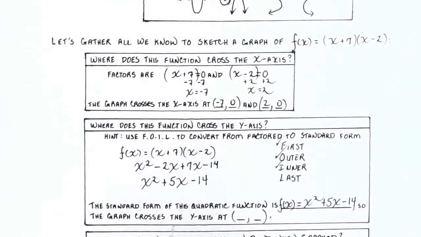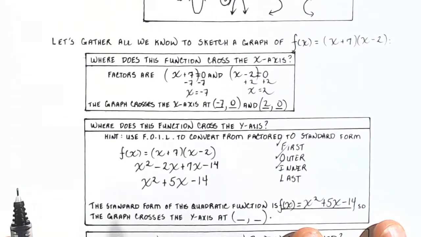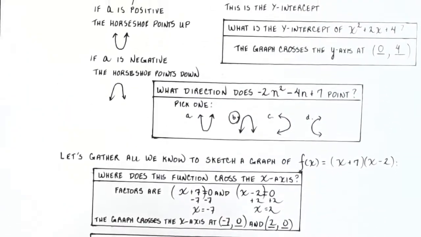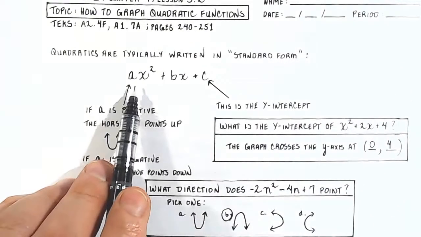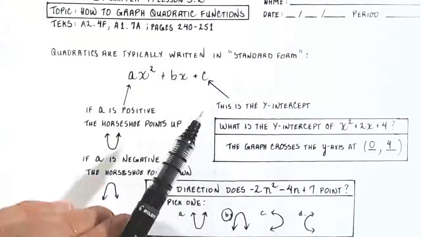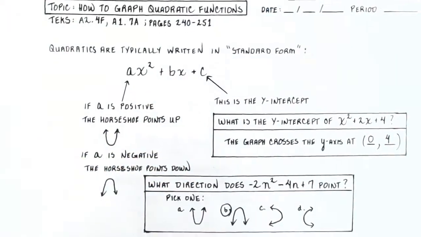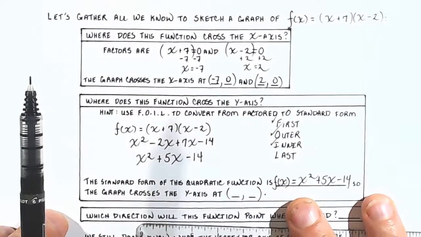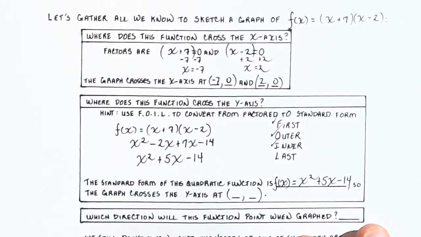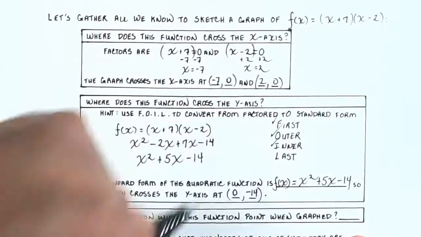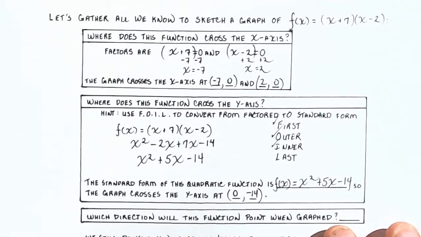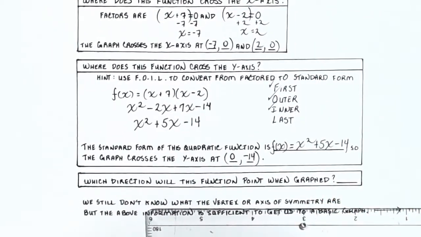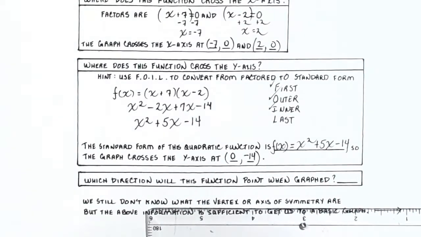So the graph crosses the y-axis at. So here I have to remember that my standard form equation, let me move up here real quick. My standard form equation, ax squared plus bx plus c, that last term is the y-intercept. So if we go back down, here we have x squared plus 5x minus 14. So this graph would cross the y-axis at 0, -14. Make sure you're filling this out, please. Let you take a moment to get caught up.